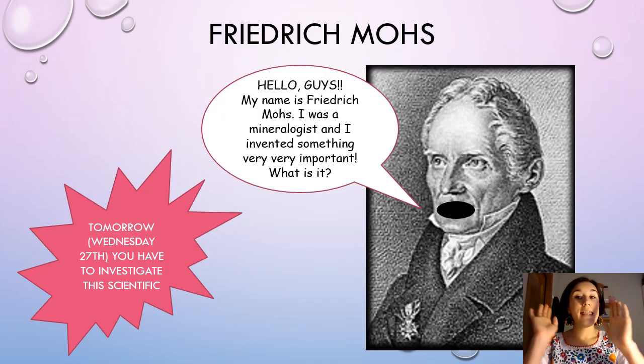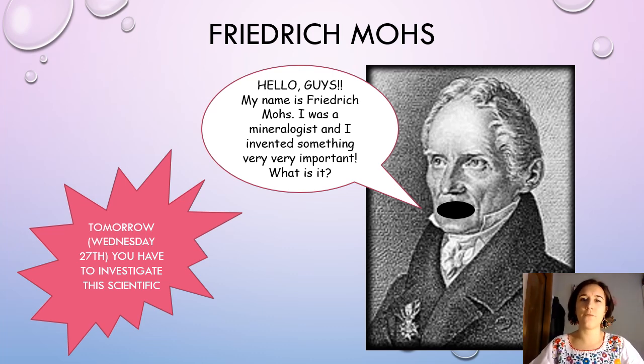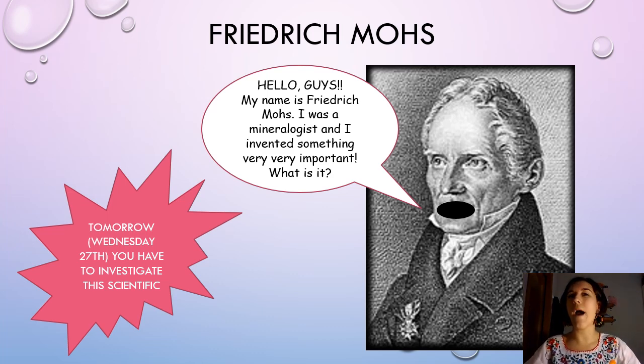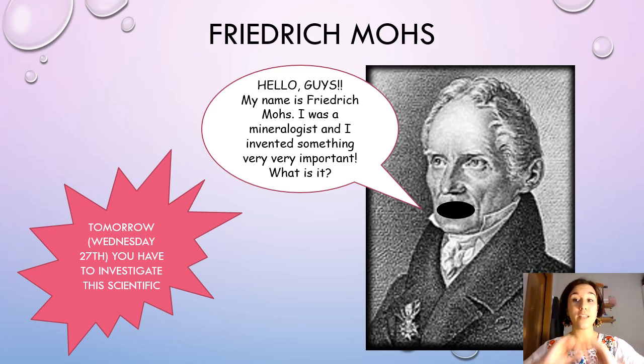Next one. The scientist of the unit is Friedrich Mohs. Tomorrow, Wednesday, you have to investigate about Friedrich Mohs. Okay, you have to do an investigation. And here we have our friend Friedrich Mohs saying, "Hello guys, my name is Friedrich Mohs. I was a mineralogist and I invented something very, very important. What is it?" Probably he didn't speak like that, but anyway. So you have to investigate what he invented, because he invented something super important for the study of rocks and minerals.